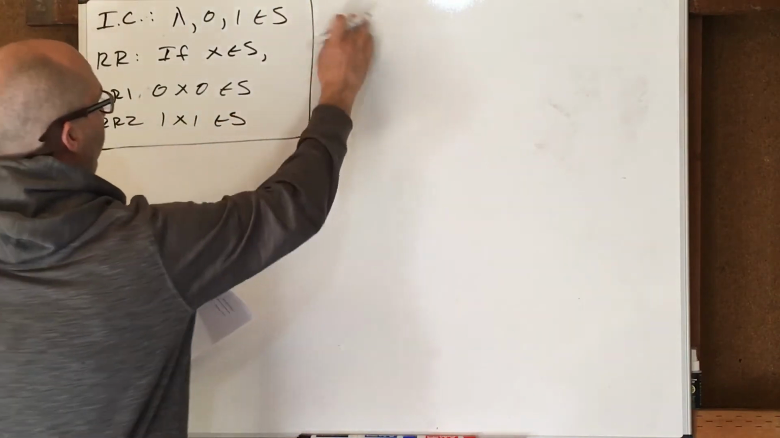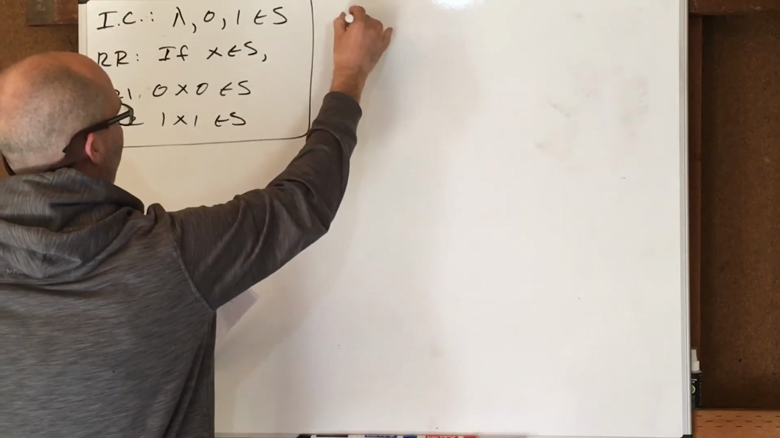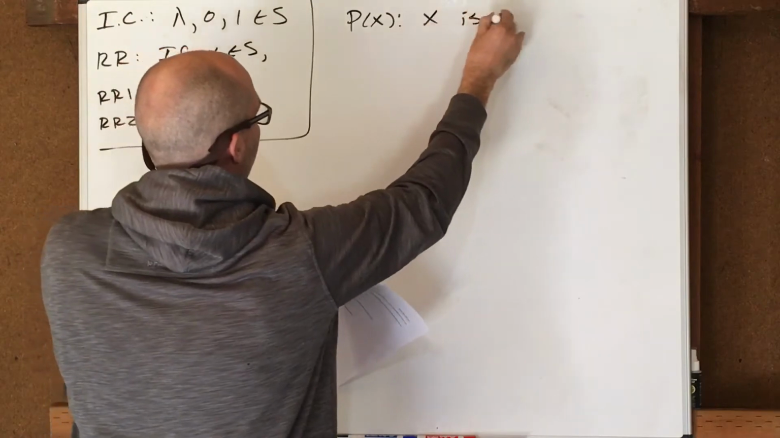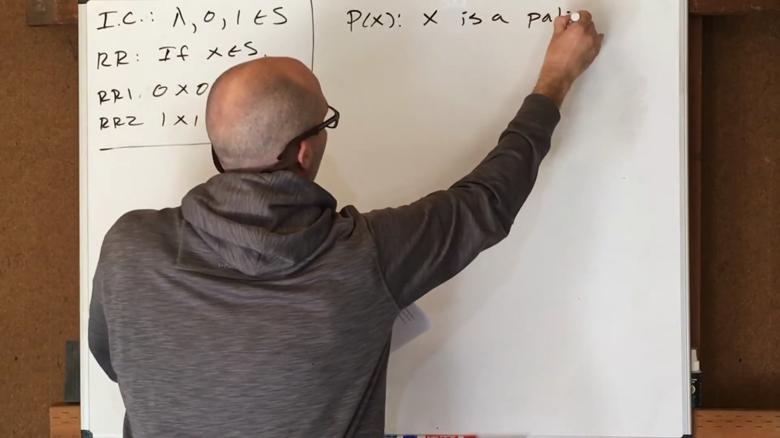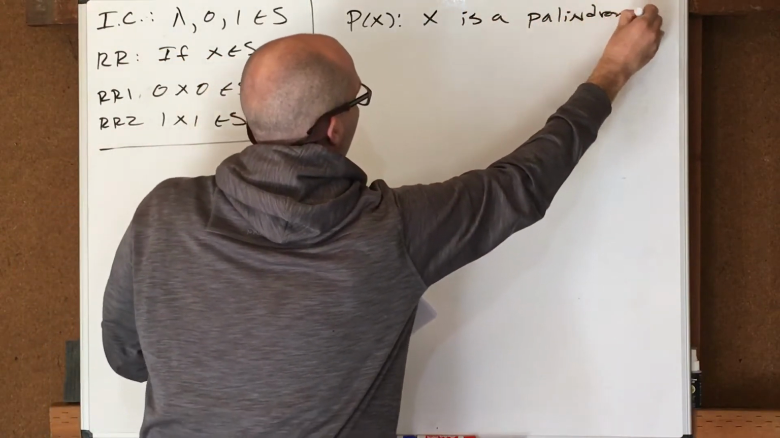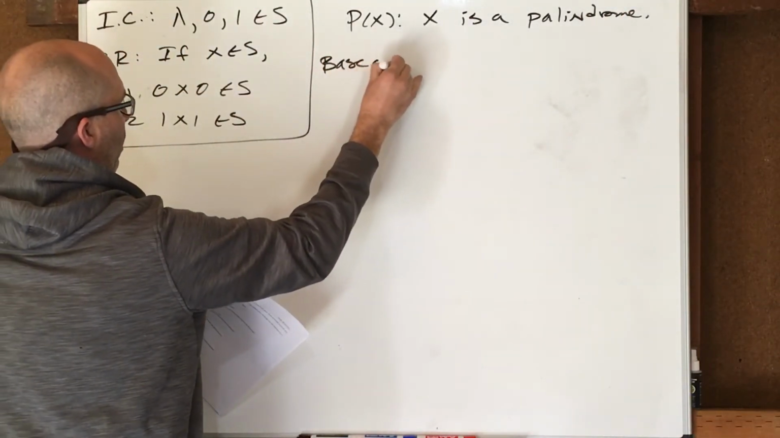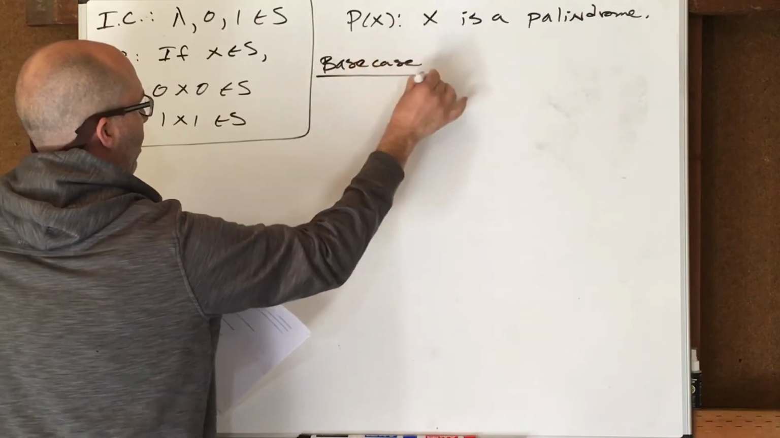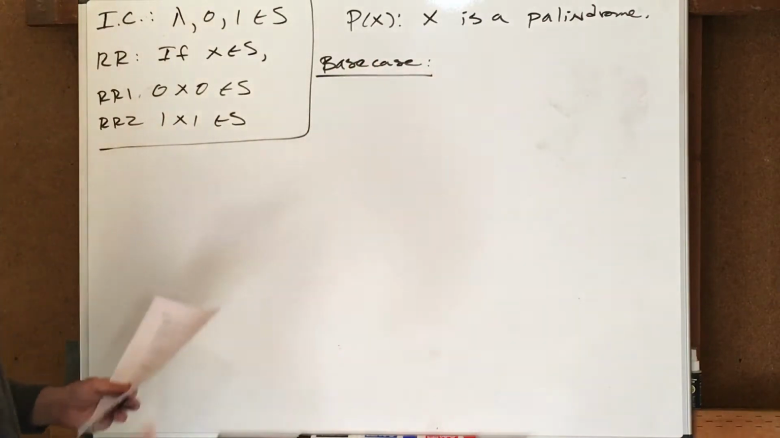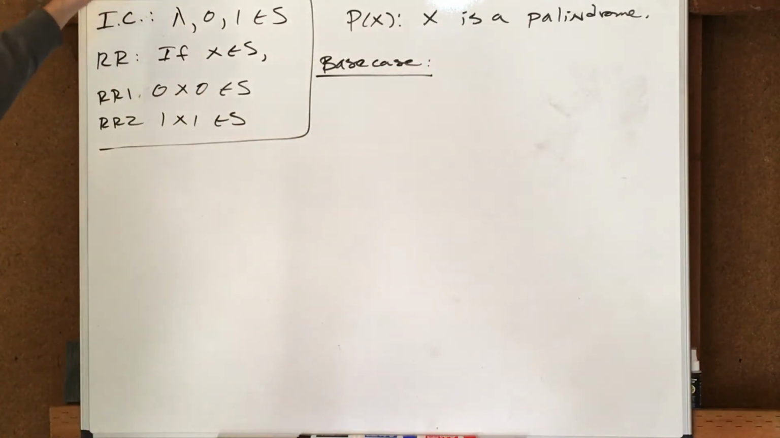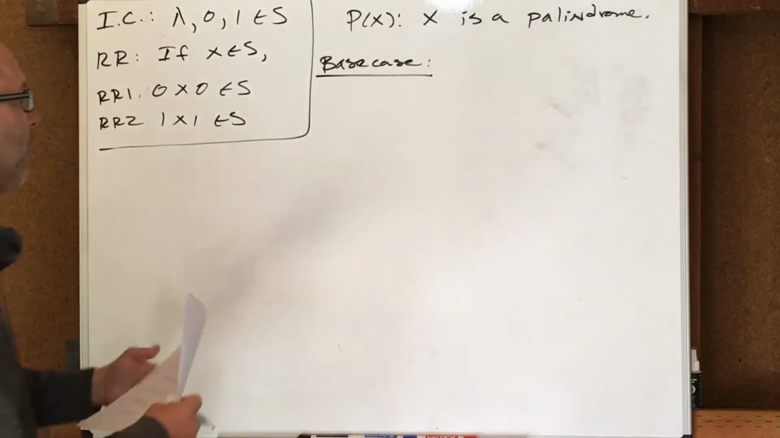Okay, so now the property that we're going to try and prove is P of x: x is a palindrome. Okay, base case. In the base case, we're going to prove that x is a palindrome for each of the things in the initial case: lambda, 0, and 1.